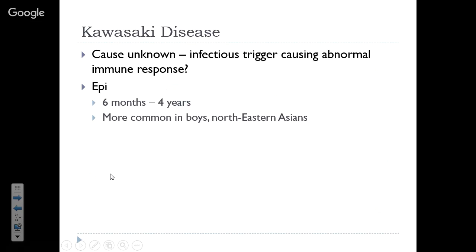All right. So I think Dinesh yesterday touched briefly on Kawasaki disease as part of his cardio lecture. So I won't labour the point too much, so we can skip briefly over this, but just emphasising again, it's more common in Northeast Asian boys.